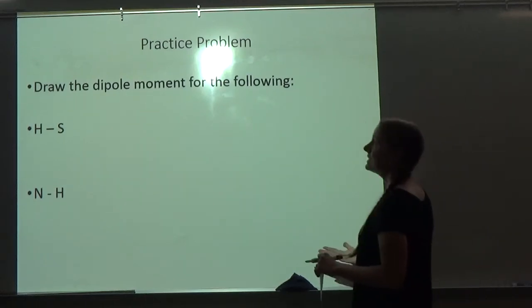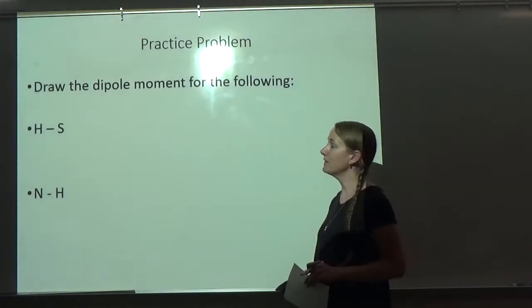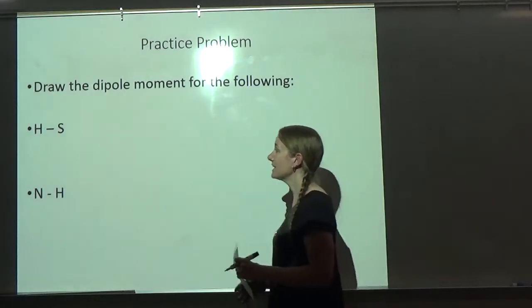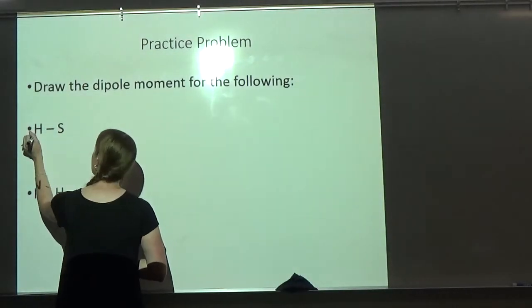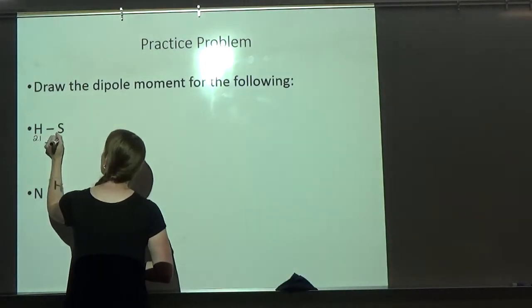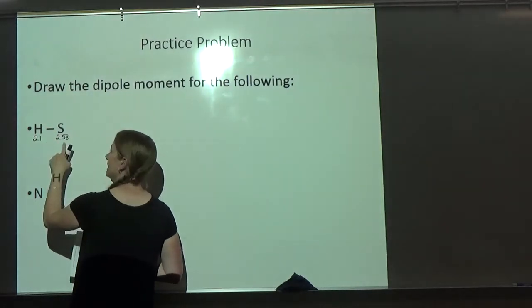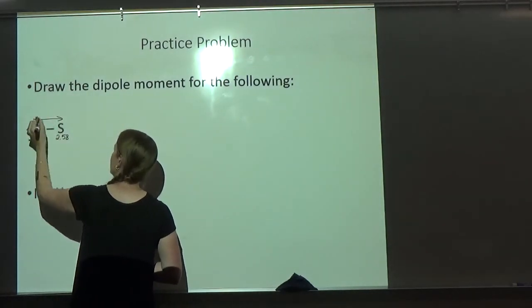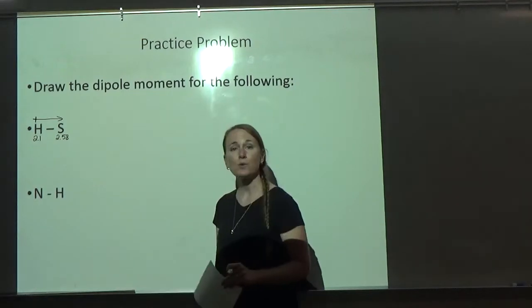Alright, so maybe pause it and you try to draw the dipole for both of these. I'll assume you paused it. Let's look at it together. Alright, so H is 2.1. S is 2.58, so since S has the greater electronegativity, my dipole moment would point towards S.